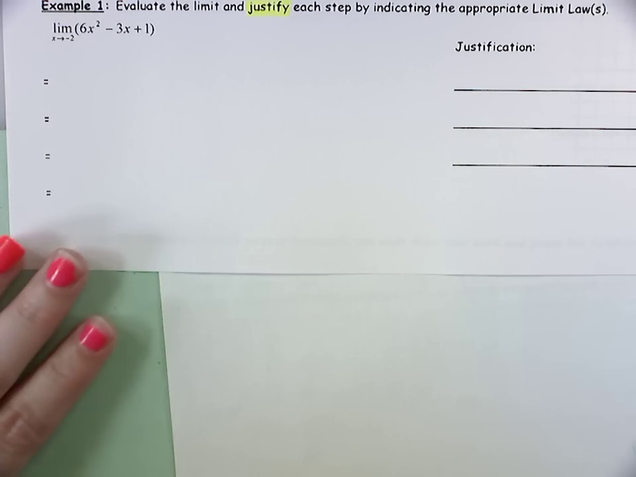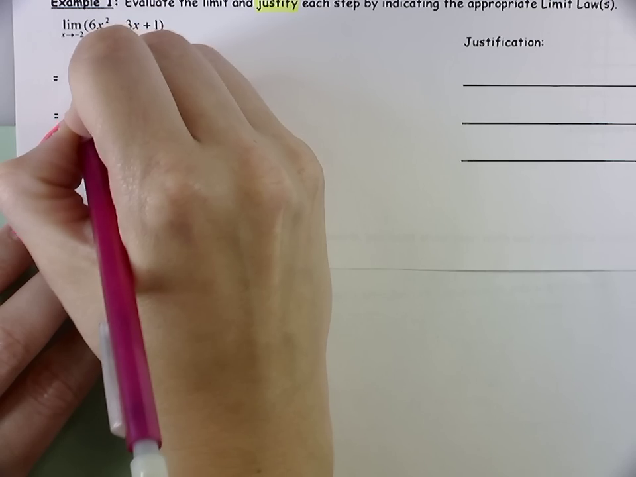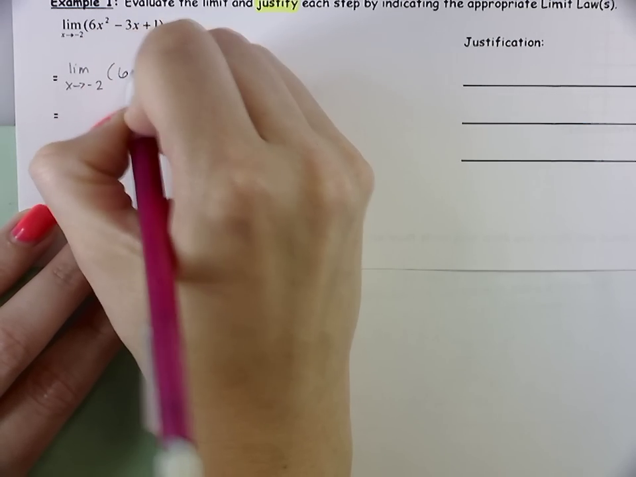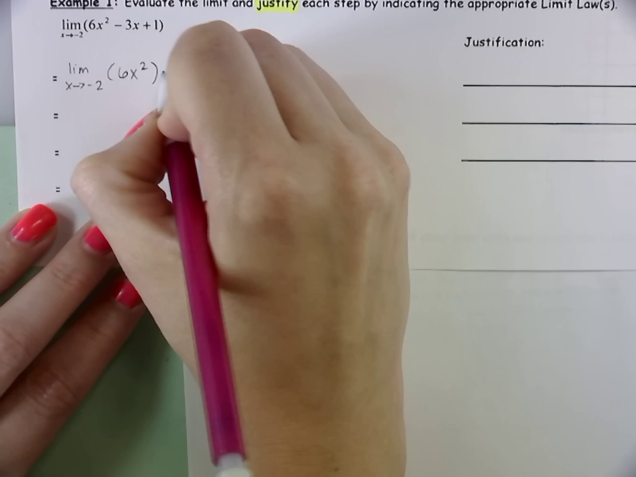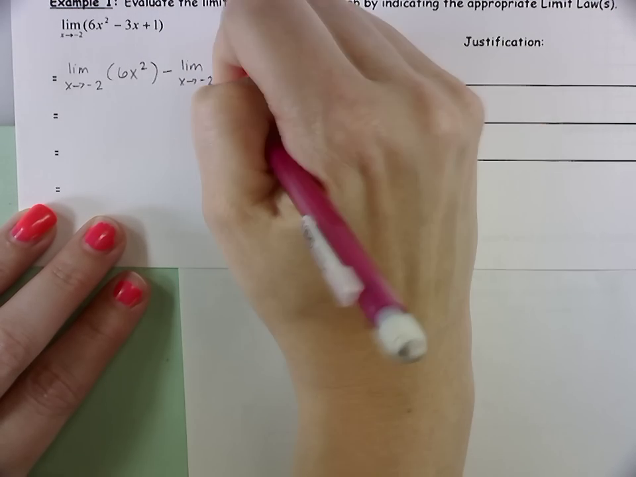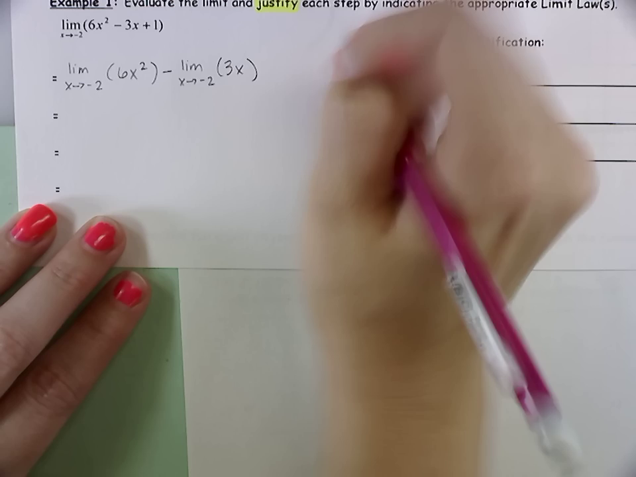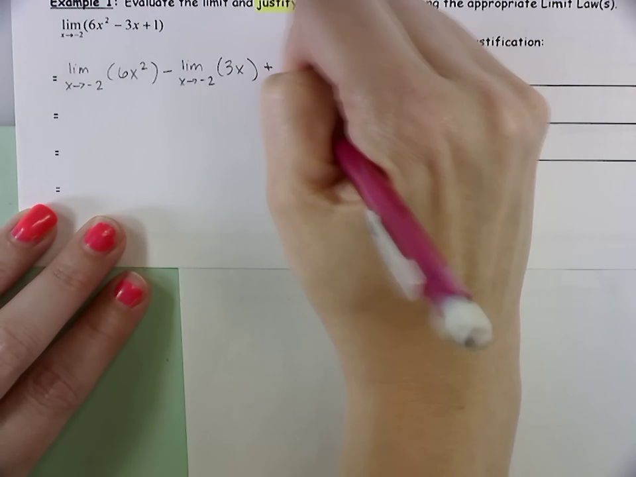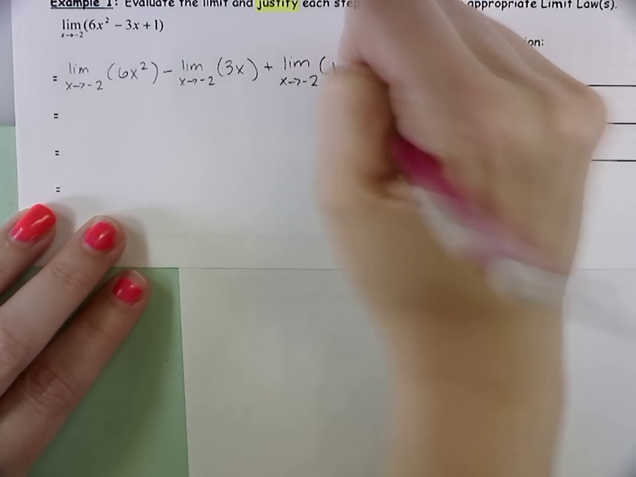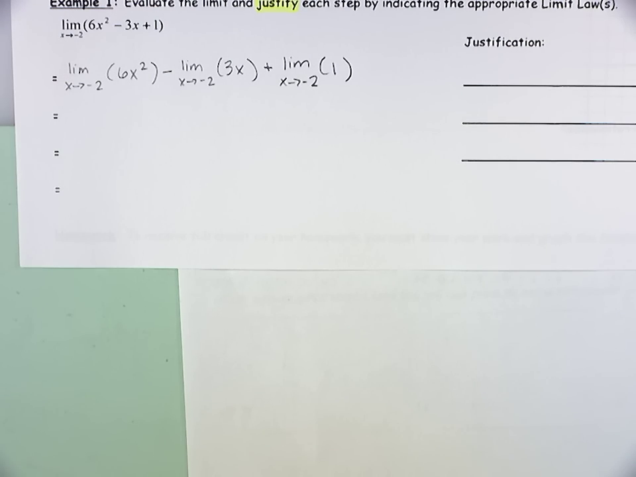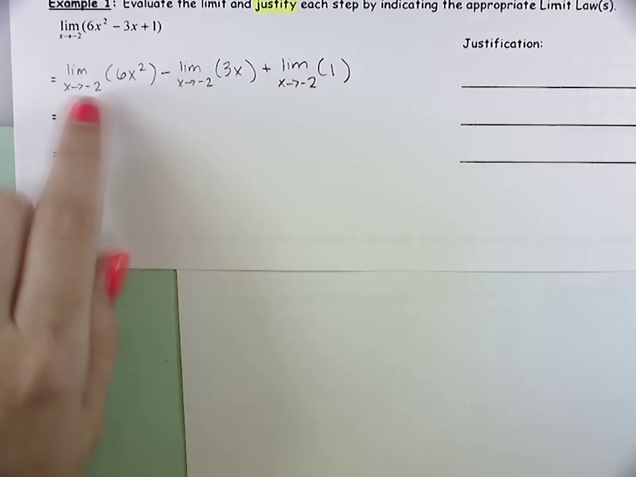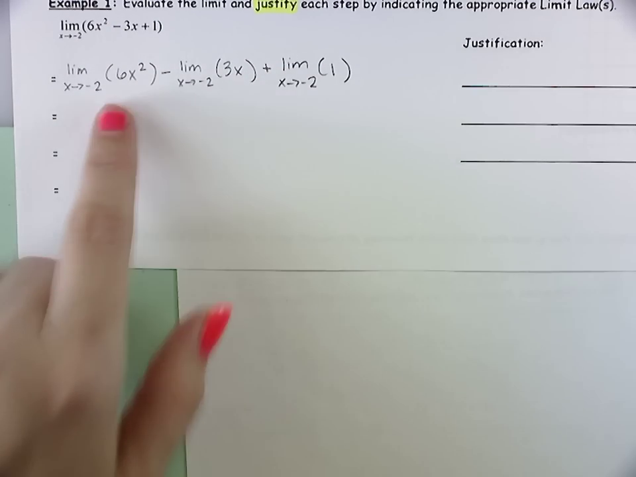So then can I write this as the limit as x approaches negative 2 of 6x squared minus the limit as x goes to negative 2 of 3x plus the limit as x goes to negative 2 of 1. Okay, so I can take all of those functions and then I can separate them. Notice that you do have to take the limit at each step.